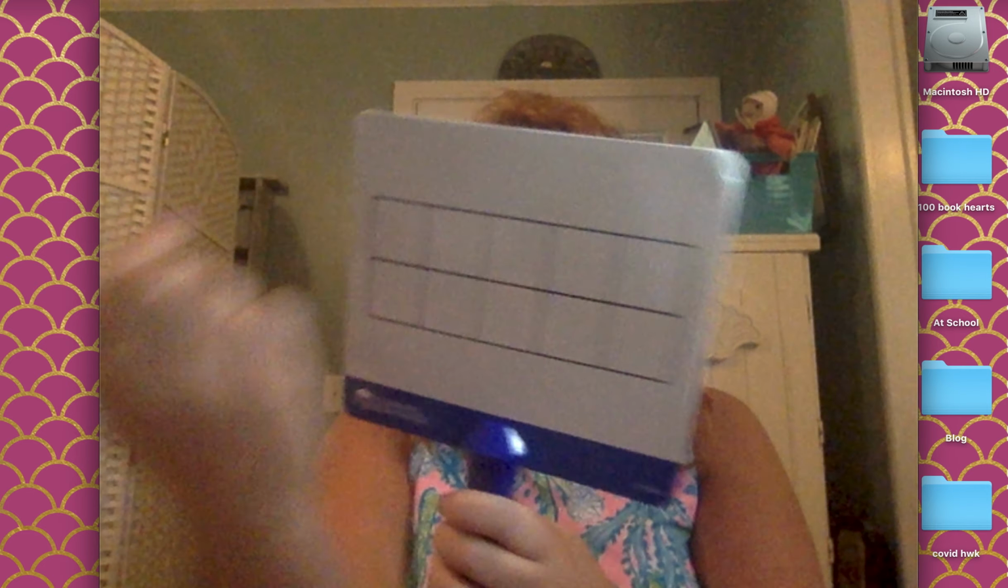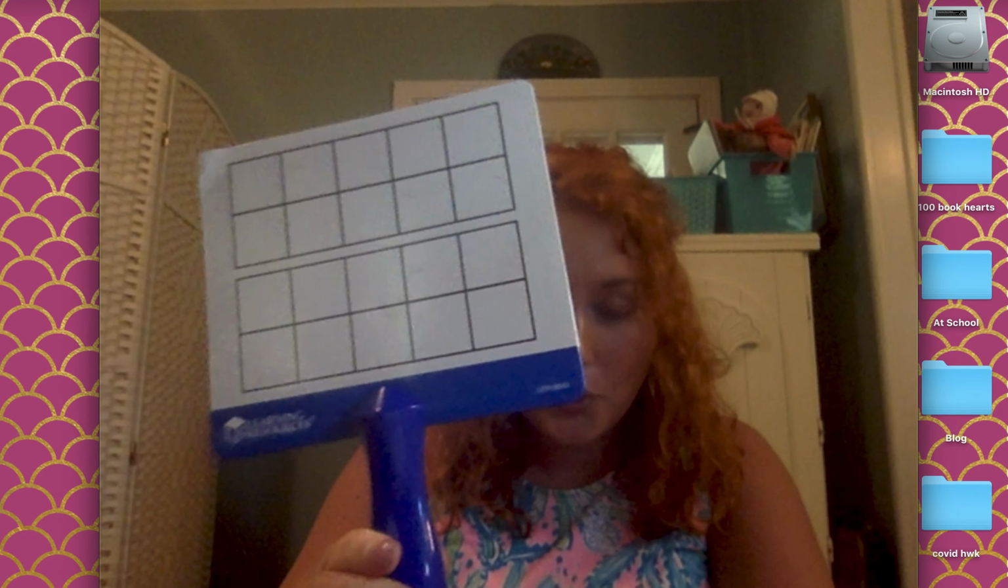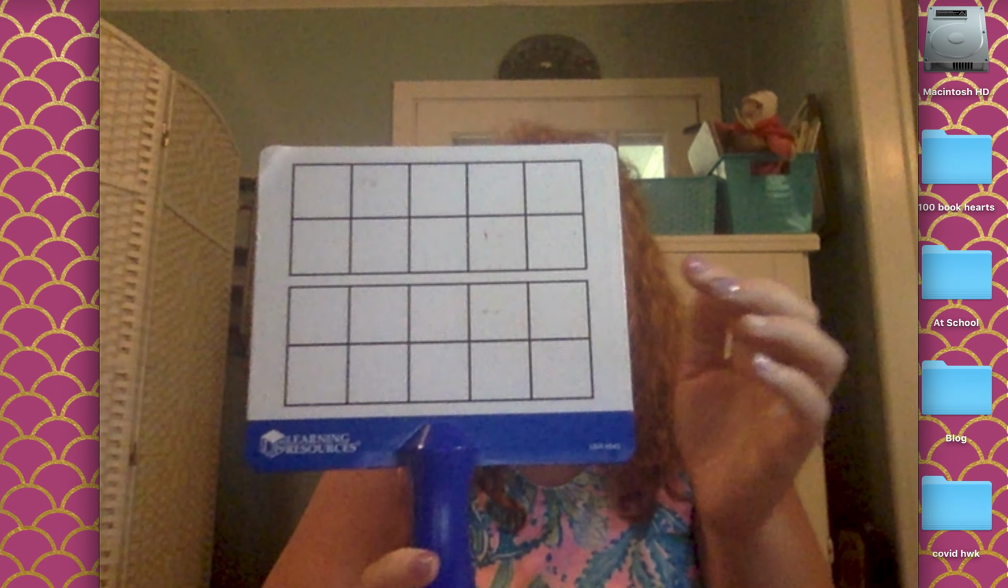Regular 10 frame, right? 5 on top, 5 on the bottom, 10 in all, just like the fingers on your hands or the toes on your feet. With this, it's kind of cool because you have two and you can still use it in a lot of the same ways. So you've got 5 here, and then 5 there, and then 5 here, and then 5 here. So you have 4 groups of 5, or you could say you have a 10 and another 10. If you have 2 10s, you have the number 20.